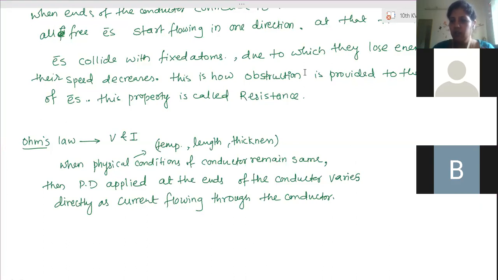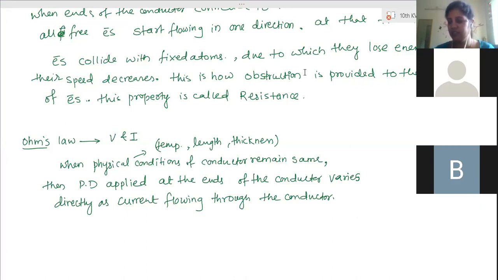When the potential difference between the two ends of the conductor is less, what will happen to the amount of current? It will be less, because the number of electrons flowing will be less, as they only have to make that difference equal. And if the difference is too high, more current will flow. So that is why we say the potential difference applied at the ends of the conductor and the current flowing in the conductor are directly proportional.